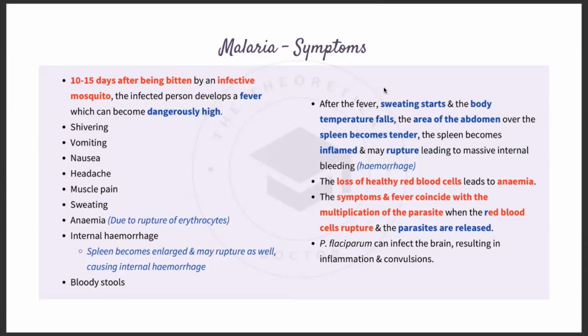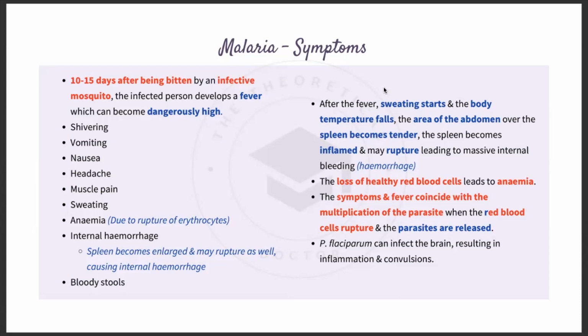So apart from that, there's shivering, vomiting, nausea, headache, muscle pain, sweating, anemia. Anemia, why? Because the red blood cells have to burst. Internal hemorrhage, because the spleen can become enlarged and may also rupture. And if they rupture, it can cause internal hemorrhage or internal bleeding. And also bloody stools, basically feces which are stained with blood.